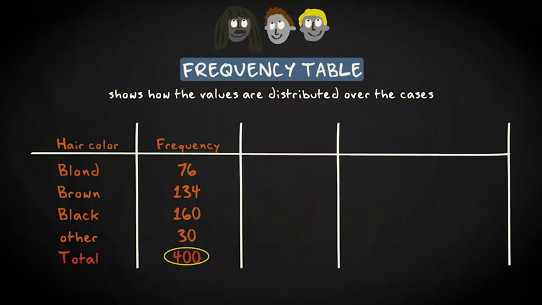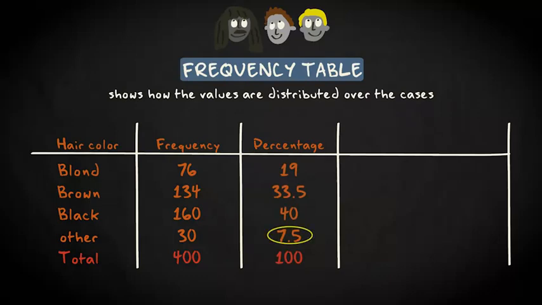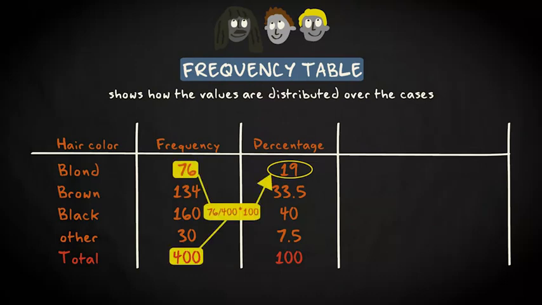We can also express the relative frequencies by means of percentages. In the second column, you see the percentages. You can see at a glance that 7.5% of all players has another hair color than blonde, brown, or black. 19% of the players has blonde hair. You get the value 19 here by dividing 76 by 400 and multiplying that with 100.